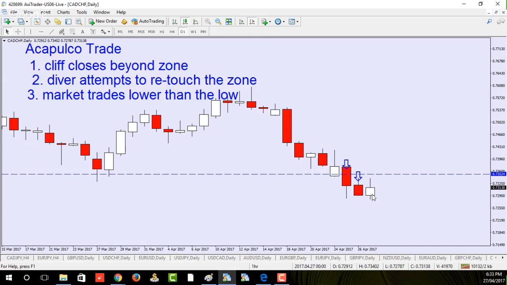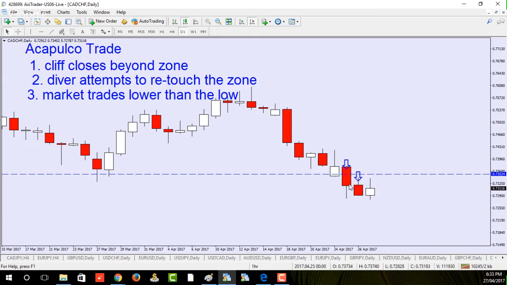But as soon as the market trades lower than the low of the cliff, and I don't think it has yet, this one, this CAD Swiss, the low is 72.82. So I would be selling at 72.75. And the low here is at 72.78. So it hasn't quite gone to that point where this would be a trade. But it certainly looks like it's close. It's very, very, very close. And so that is an Acapulco trade.